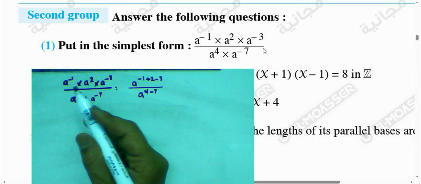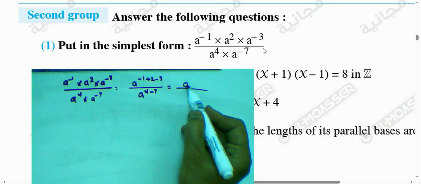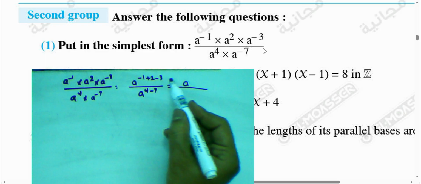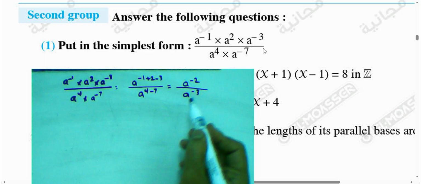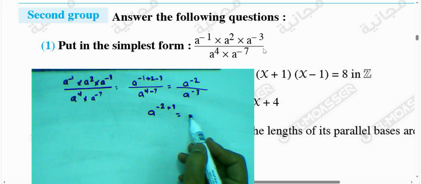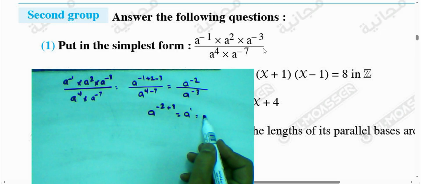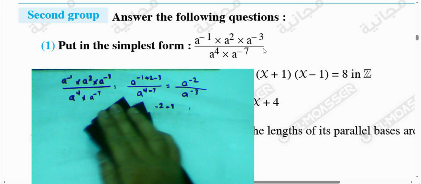We can collect powers because we have the same basis. Right here e and negative 1 plus 2 is 1, minus 3 is negative 2, and down e power 4 minus 7 equal negative 3. We have e power negative 2 plus 3. And the value here will be e power 1 equal a. The value will be a. Okay, understood? Next question.